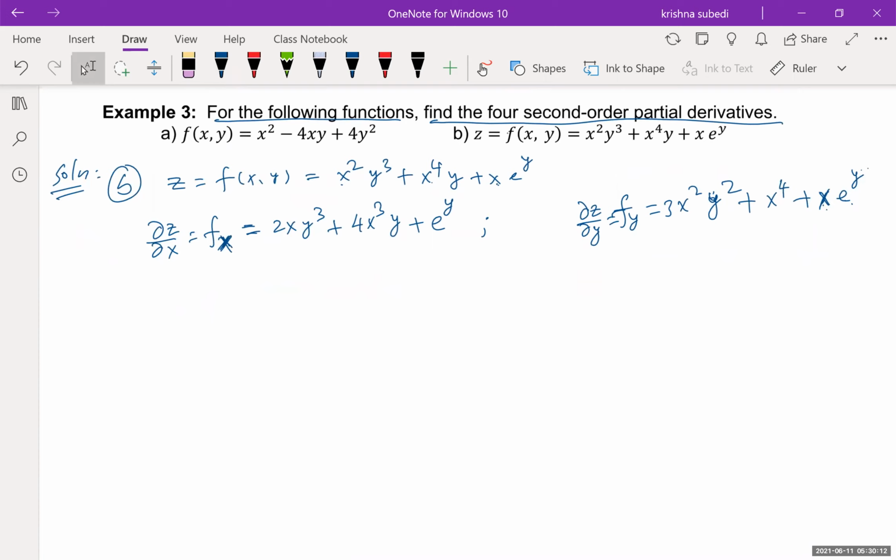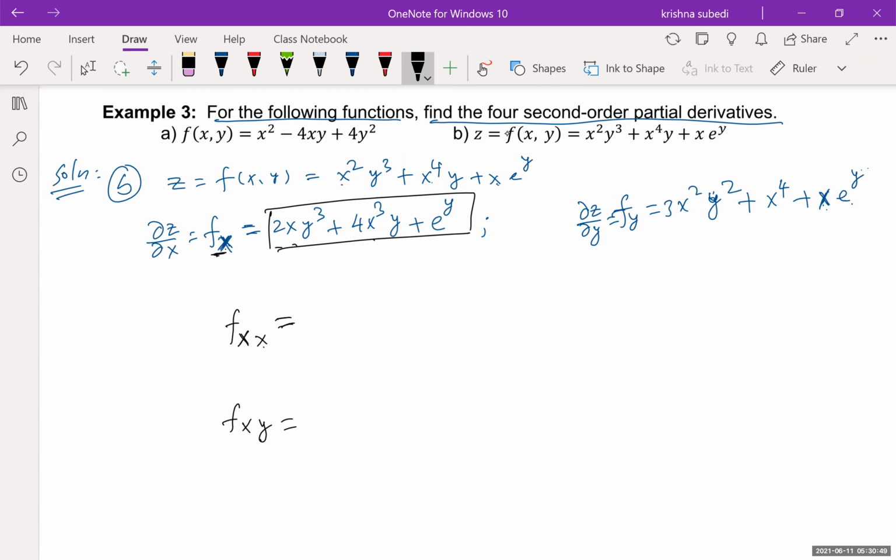Now, for the second order partial derivatives, one way is to do this. We already have f sub x. You can differentiate this function with respect to x, or you can differentiate this function with respect to y. This is the function that we want to consider, and you can differentiate it with respect to x, or with respect to y. So let's try that.